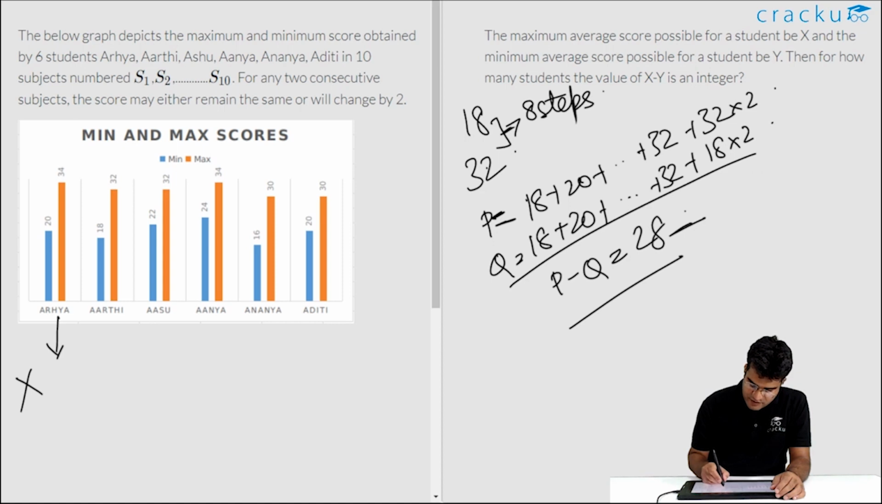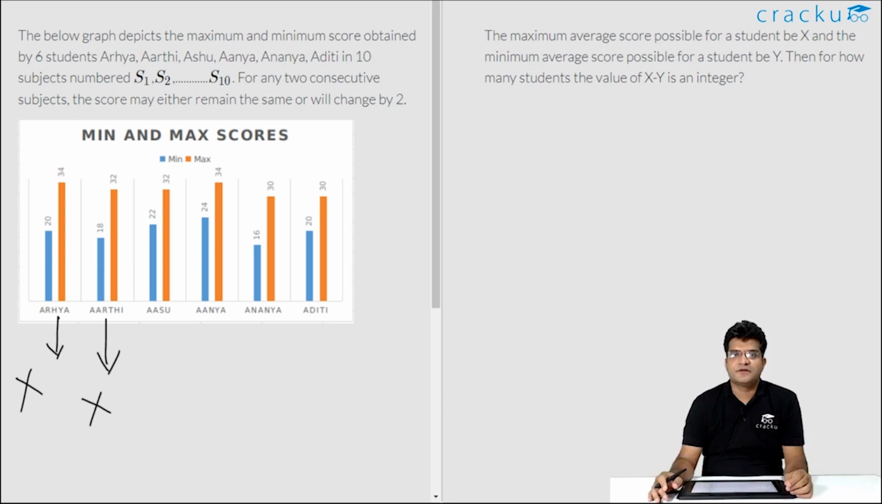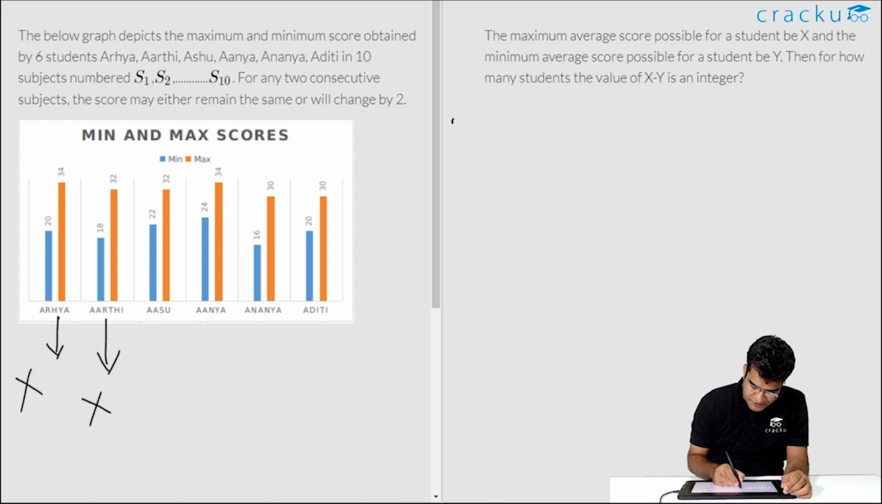Which is not a multiple of 10. Therefore, x minus y is not an integer. So even in the case of Aarti, x minus y is not an integer. If you look at Asu, her minimum score is 22 and the maximum score is 32. So the difference between these two is 10 units. So it is going to take her 10 by 2 plus 1, that is 6 steps. So the remaining is 4 steps.